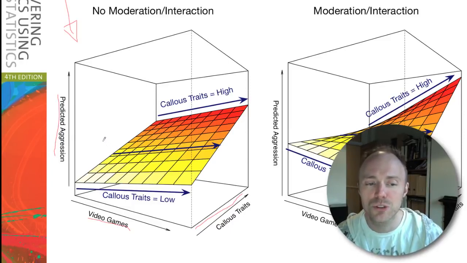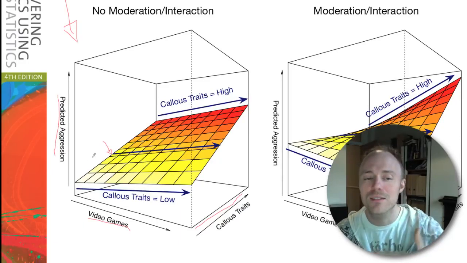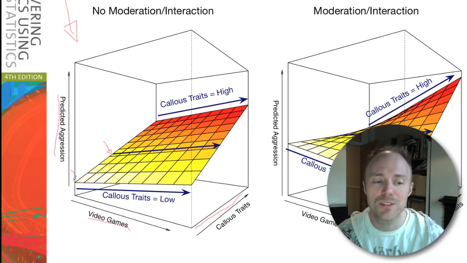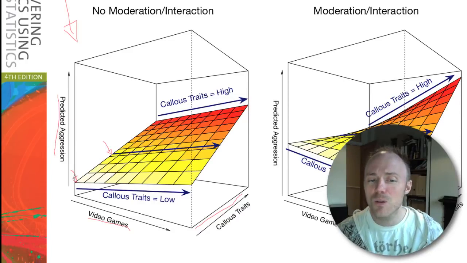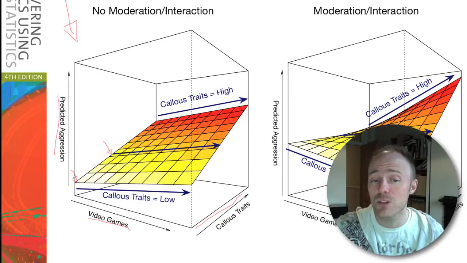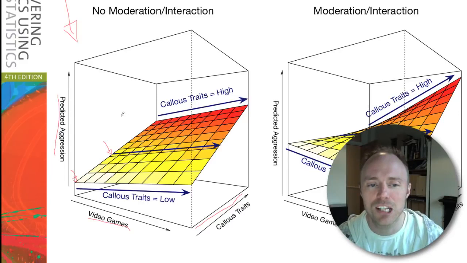Again, I've drawn on a blue line to represent this. You can see it's at a pretty similar slope to the blue arrow when we were looking at low levels of callous unemotional traits. So in other words, the slope of this regression plane isn't changing. As callous unemotional traits increase, we don't see a change in the relationship between video gaming and predicted aggression.